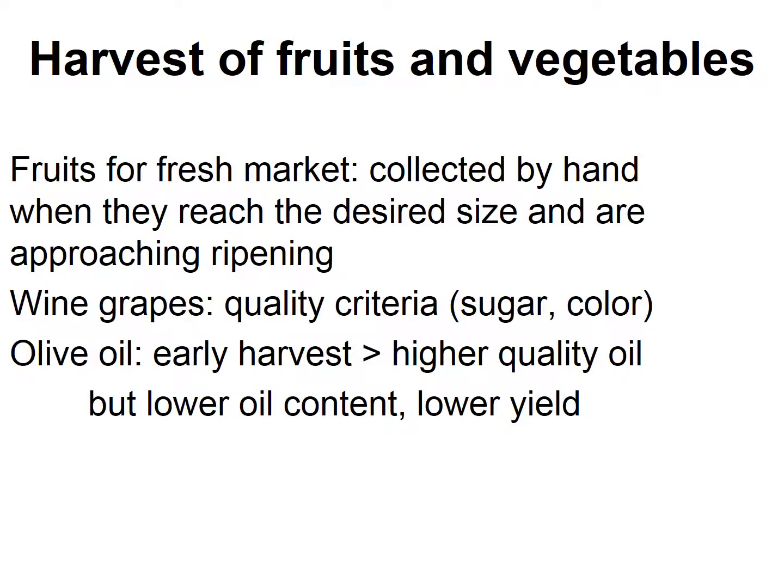In the case of fruits and vegetables, we might think about first producing for the fresh market, in which case usually we collect by hand when the fruits have reached the desired size and are approaching ripening. For wine grapes, there are other quality criteria related to the sugar content or to the color, as required by enologists.